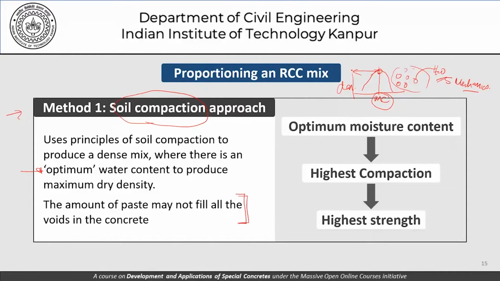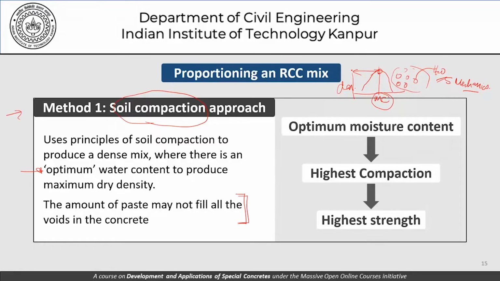The steps involved are: determine the optimum moisture content, find the highest compaction, and that will give you the highest strength. This is the approach that we have as far as the soil mechanics approach is concerned.